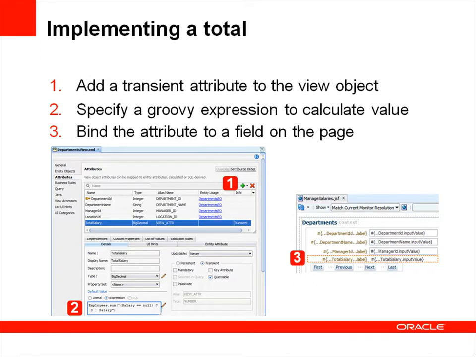After specifying the transient attribute, you bind the attribute to a field on the page. In this case, we add a field called Total Salary. However, another approach would be to create an attribute that calls the SQL sum function to calculate the value. Using Groovy is convenient, though, because it allows you to calculate the value of an attribute without reissuing the SQL query for the view object. Now let's look at a demonstration that shows how to implement a total in Groovy.